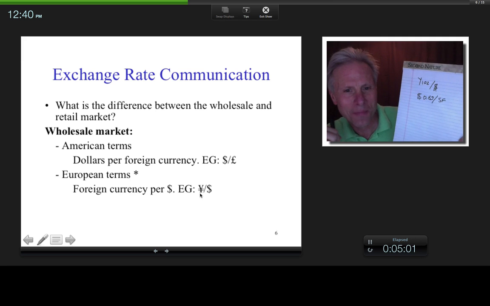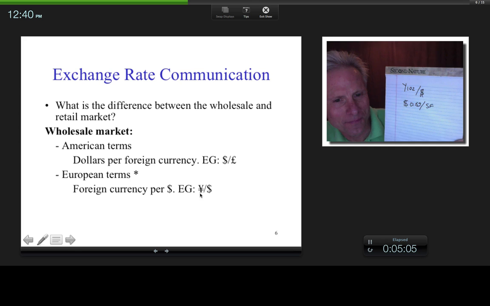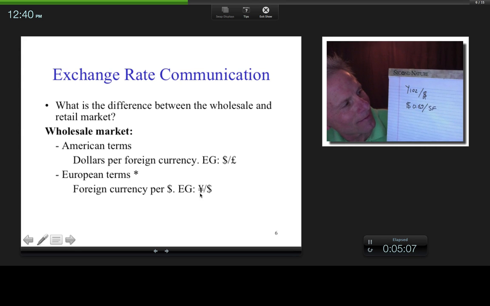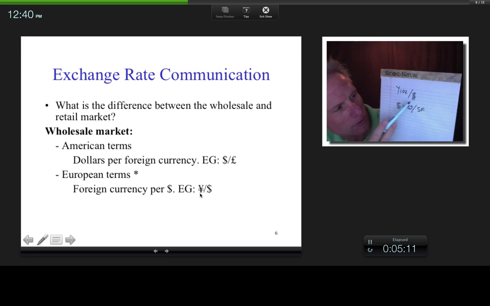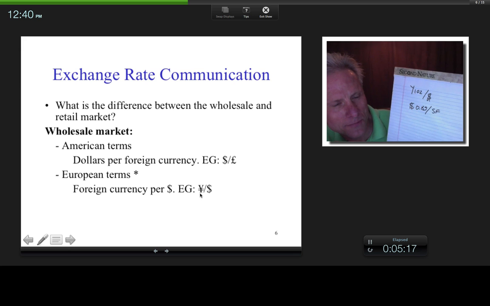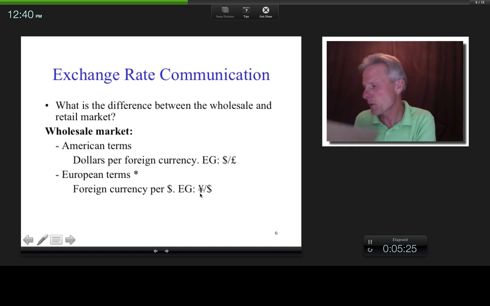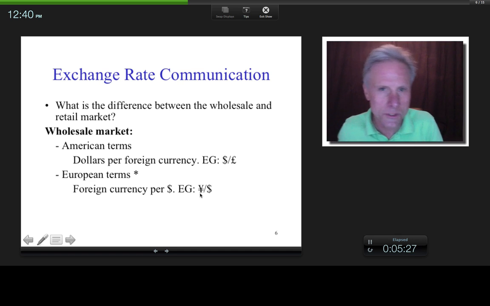Would that be American terms or European terms? That top one, that would be European terms, right? Because dollars are on the bottom. And what about this one? Would that be American terms or European terms? That'd be American terms, right? $0.89 per Swiss franc.